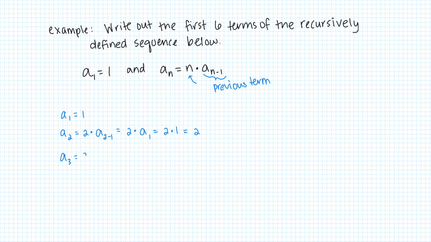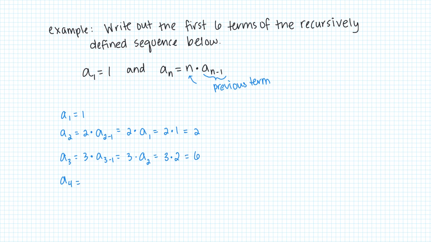The third term is going to be 3 times a sub 3 minus 1. So 3 minus 1 simplifies to 2. So we're going to take the number 3 and multiply by a sub 2. So a sub 2 is the second term, and we know that the second term was 2. So our third term is 3 times 2, which is 6.